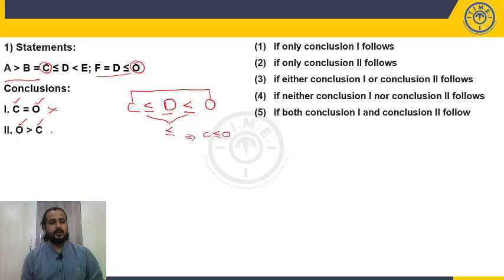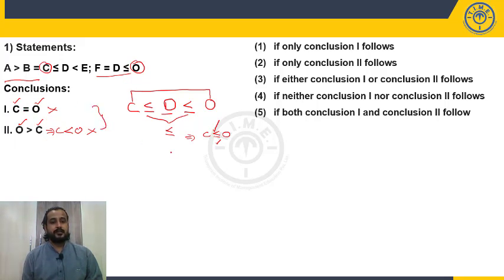Now what is the second one? O greater than C, which implies C less than O. Can you say definitely C less than O? No. It may be equal. So I cannot say even that is definite. But what I can say, C has to be either less than or equal to O. It means either the second conclusion or the first conclusion.